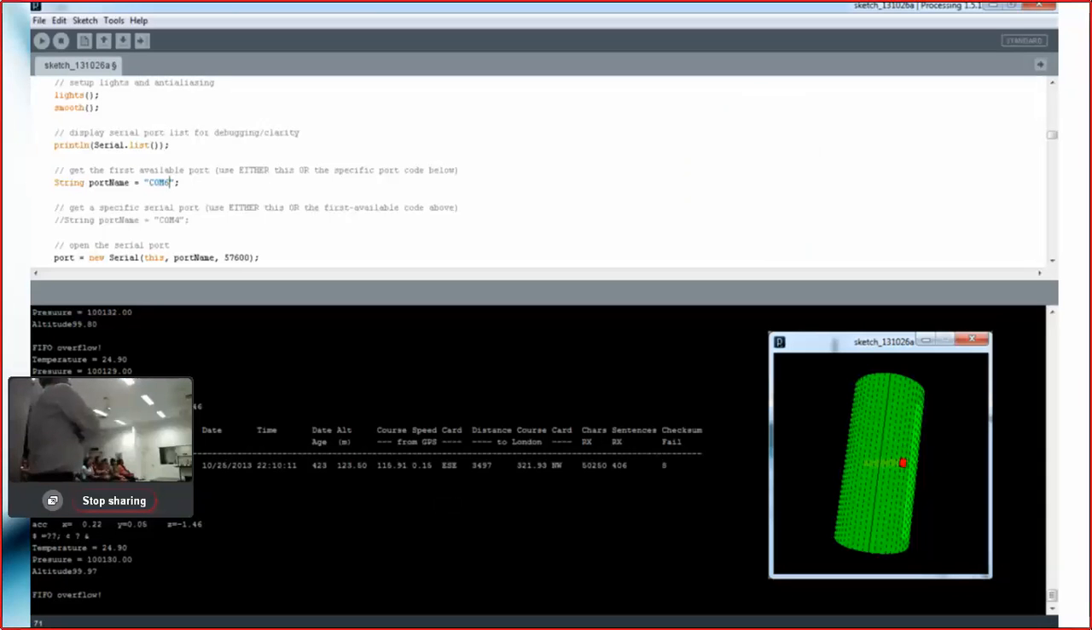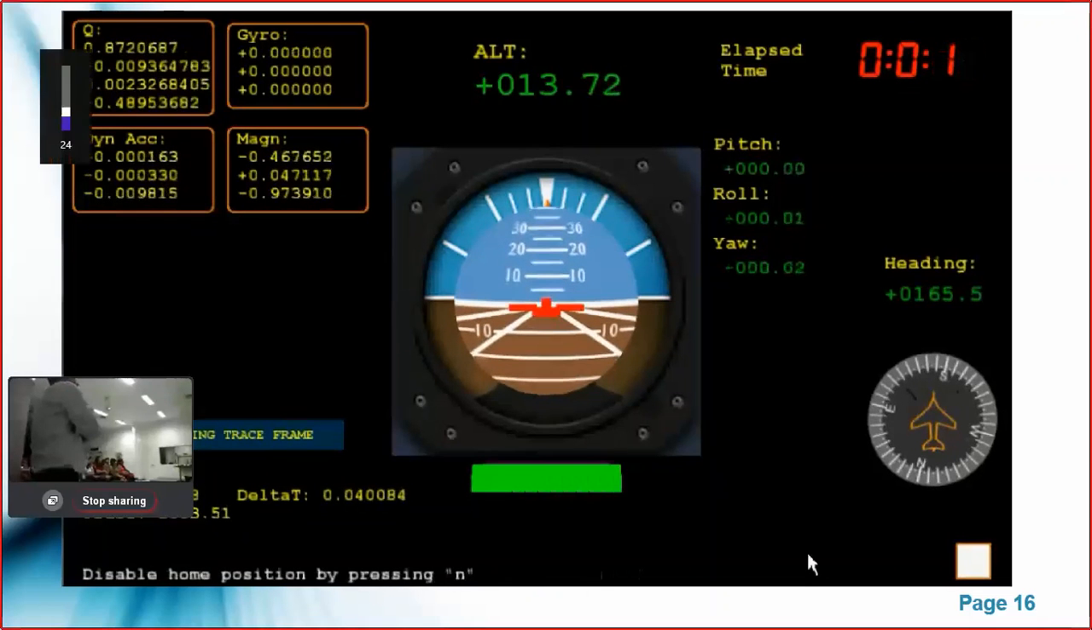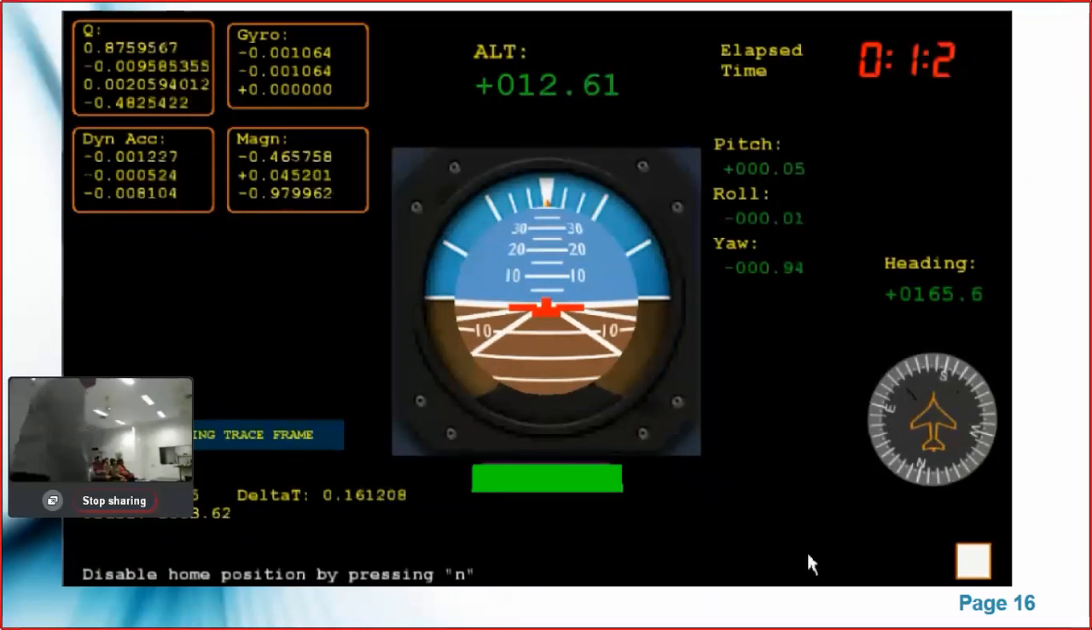This is a photo of the processing program in the Iran competition for the CANSAT in 2013. Now this is another simulation for the IMU that shows the gyroscope values and the altitude and so on.